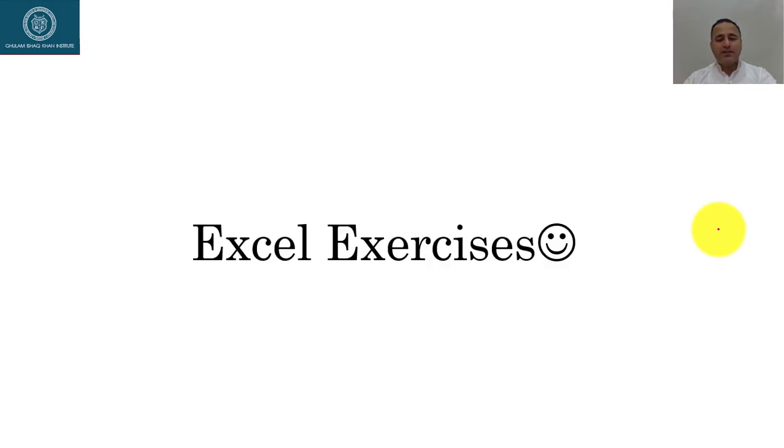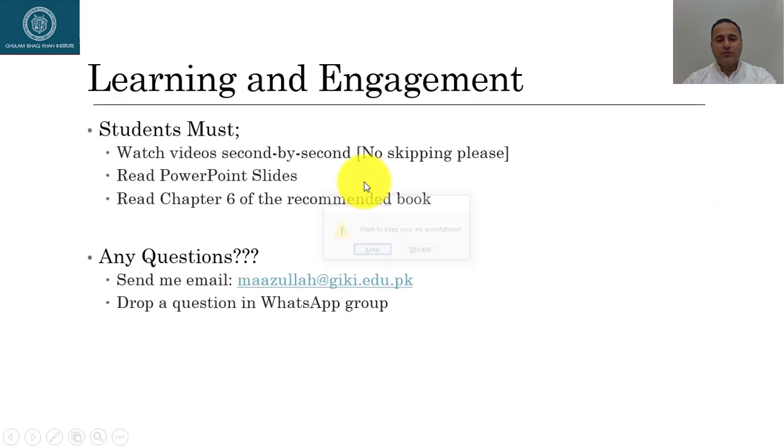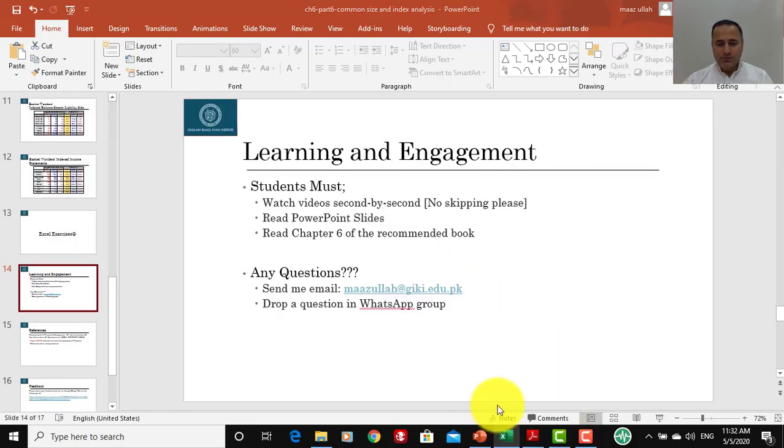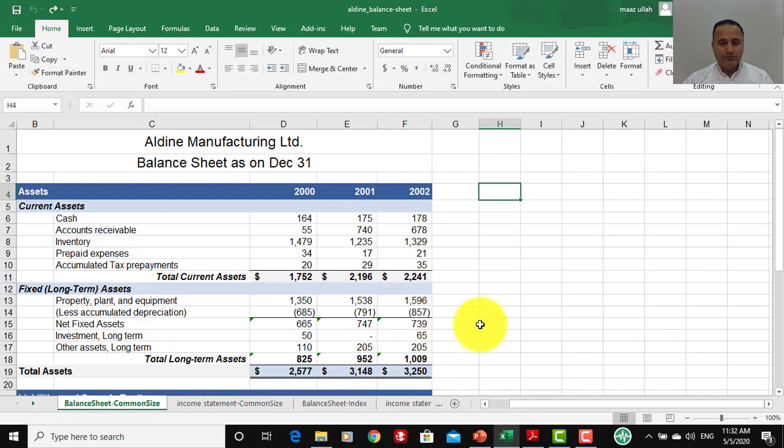Let's move to some Excel exercises. As you can see, this example I'm actually borrowing from the book. It's for Aldine Manufacturing, and these balance sheets are for 2000, 2001, and 2002. So how do we do it? Let's start with common size analysis. The way I do it, let's copy these headings. So copy, and I'll paste it here.